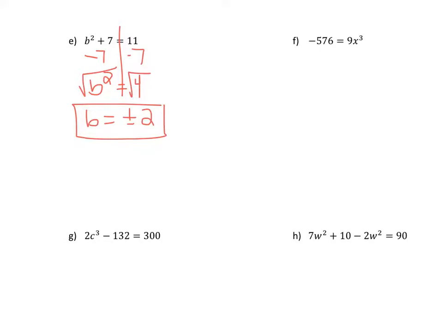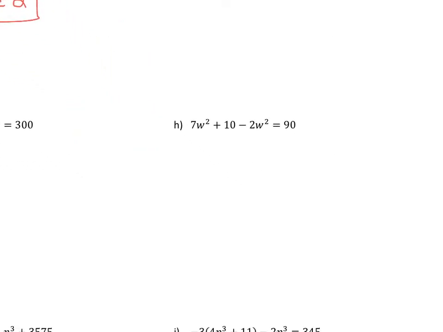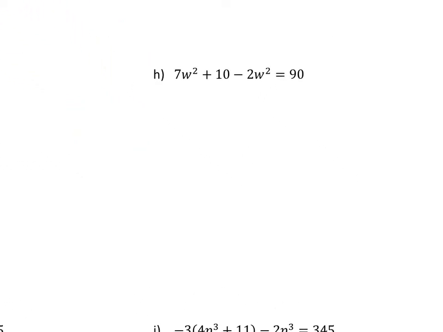Let's jump to H. Now here I have like terms. So I'm going to combine those before I do anything. 7w squared minus 2w squared is 5w squared. Bring down the plus 10, and this equals 90.